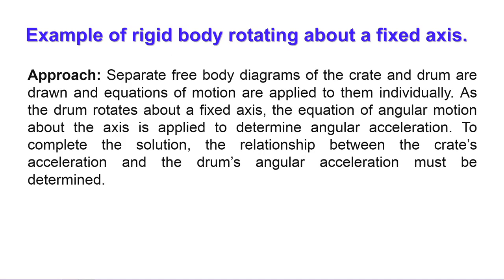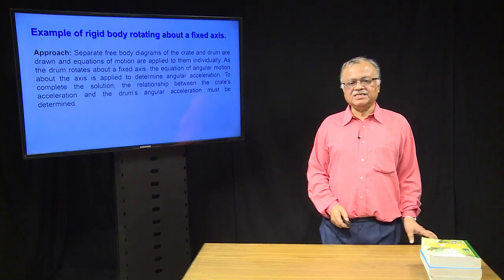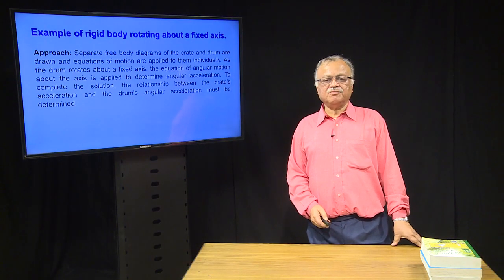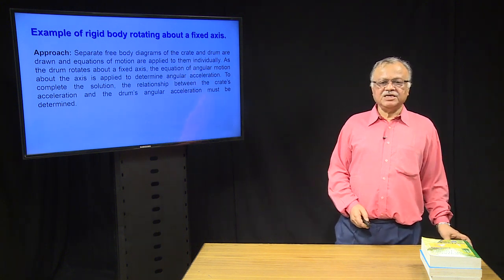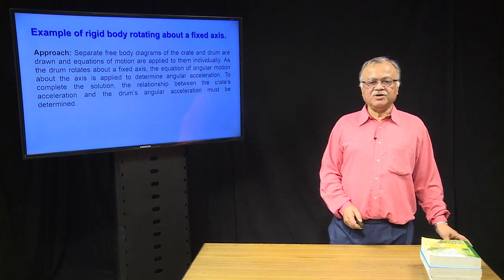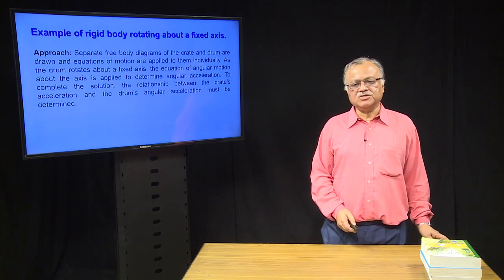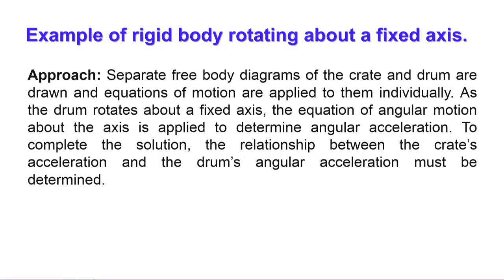Again here, already we have shown the 3 steps. You have to first draw the free body diagrams, then write the equation of motion, and then develop the kinematic relation, because by the equations of motion alone the number of unknowns will be more than the number of equations. So, these additional equations required we get from the kinematic relation.